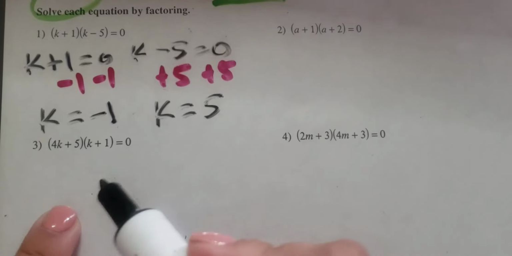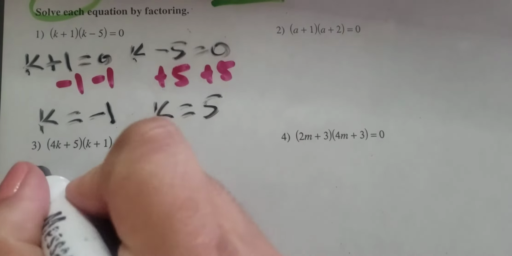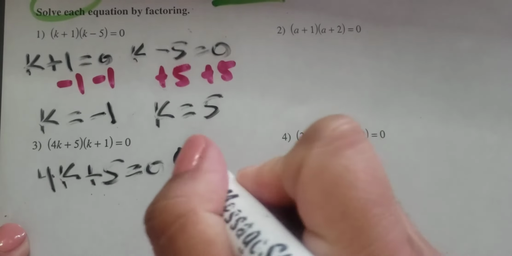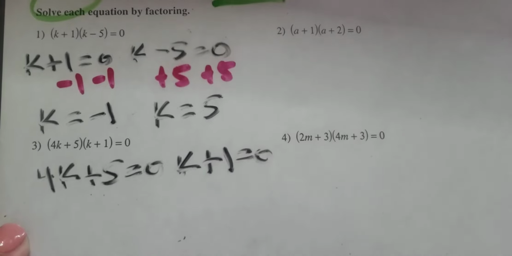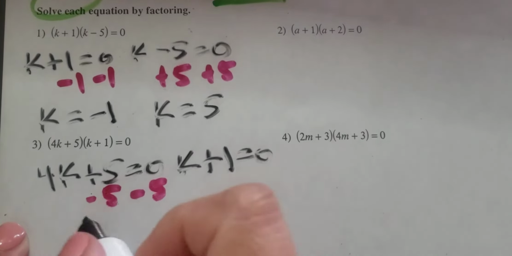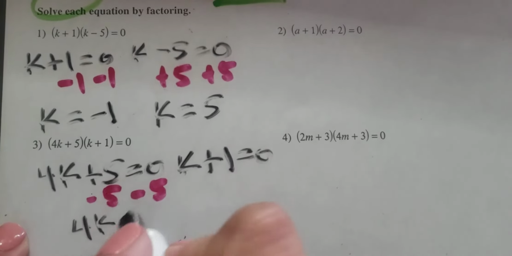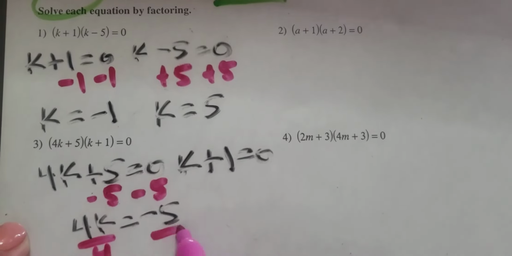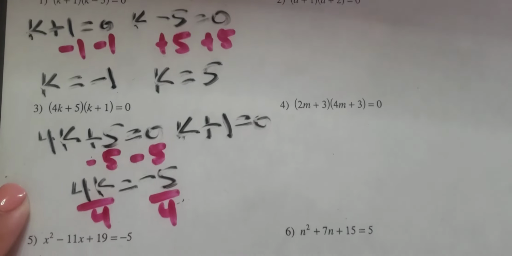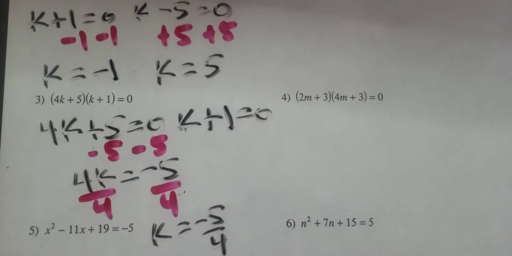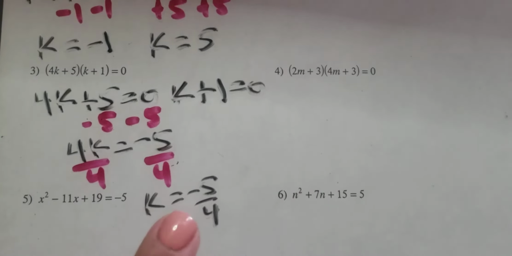So I'm going to try number 3. Again, they're already factored out for you, so all you have to do is set each binomial equal to 0, or basically each factor equal to 0, and you're just going to solve for it, okay? So in the first one, to solve for it, I'm going to subtract 5 from both sides, and then I'm left with 4k equals -5, and then divide both sides by 4, and then I'm left with k equals -5/4, okay?